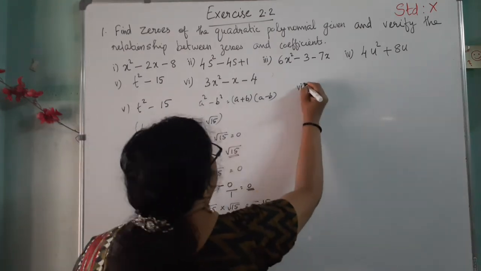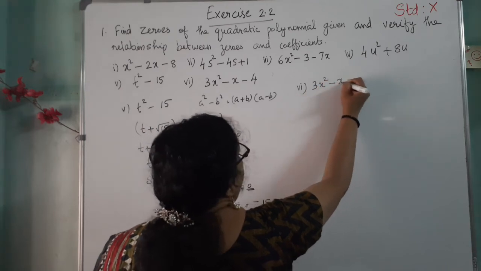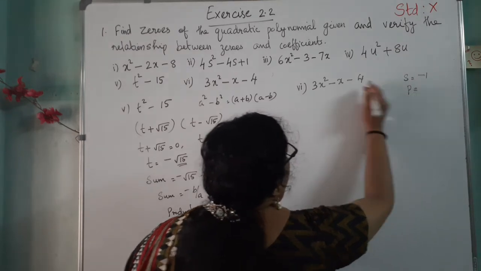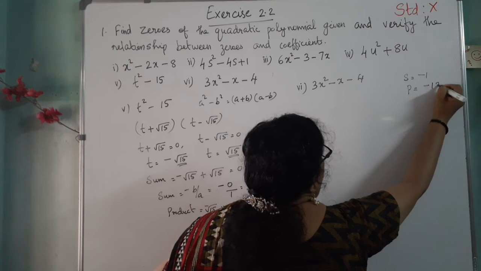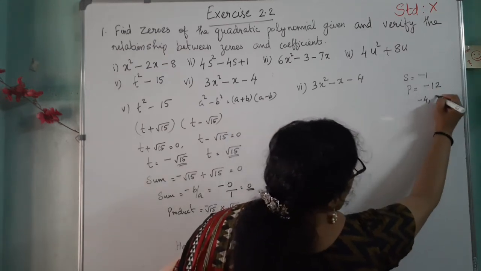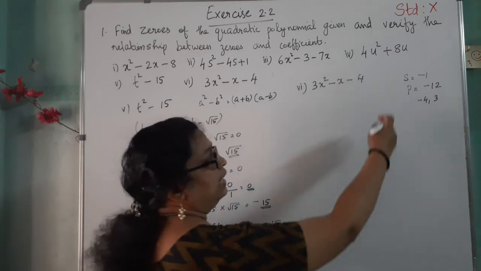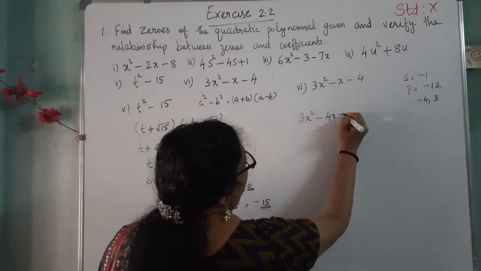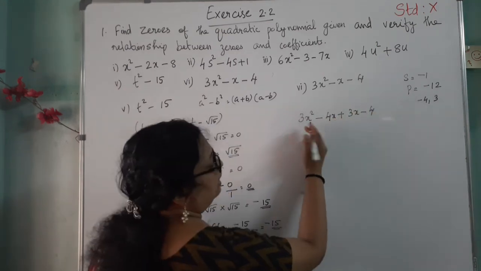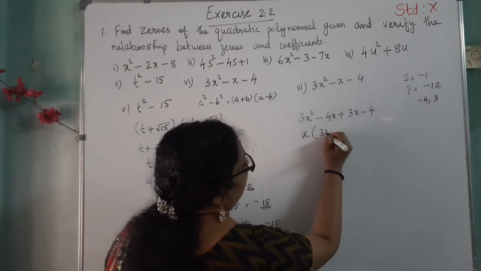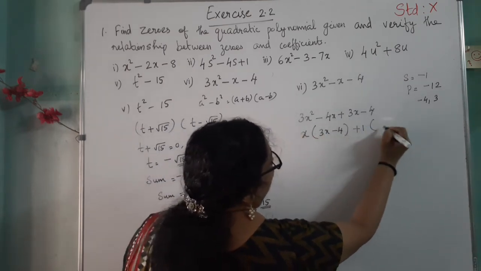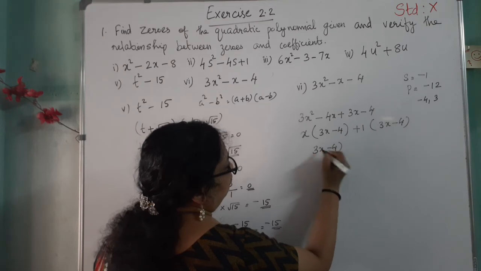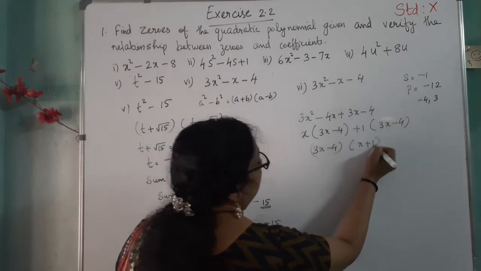Then the last question, sixth question, 3x square minus x minus 4. Here the sum equal to minus 1 and product equal to minus 4 into 3, minus 12. So the numbers are minus 4, 3, that is multiplying minus 12 and adding minus 1. So we can split 3x square minus 4x plus 3x minus 4. In these two we can take x common factor. Here 3x minus 4 plus 1 into 3x minus 4. Then again 3x minus 4 into x plus 1. These are the factors.